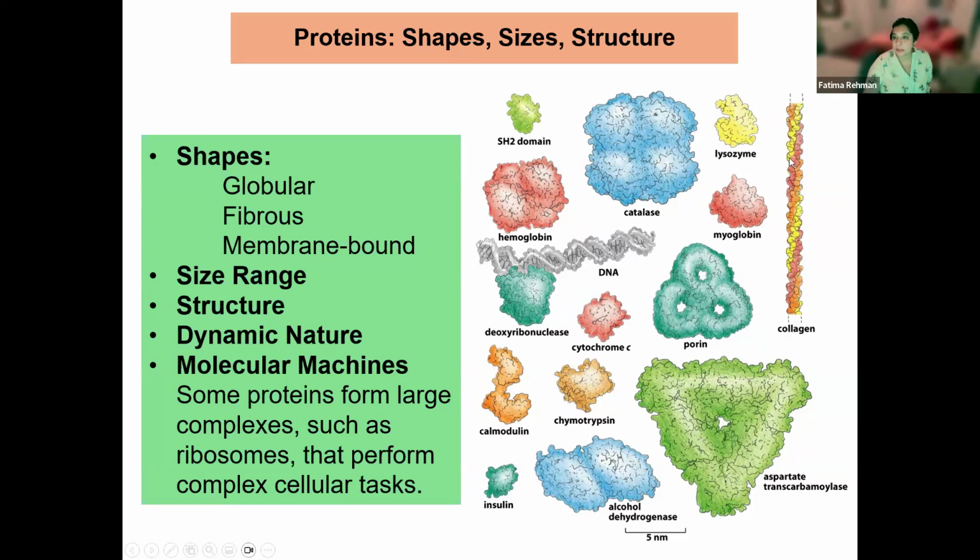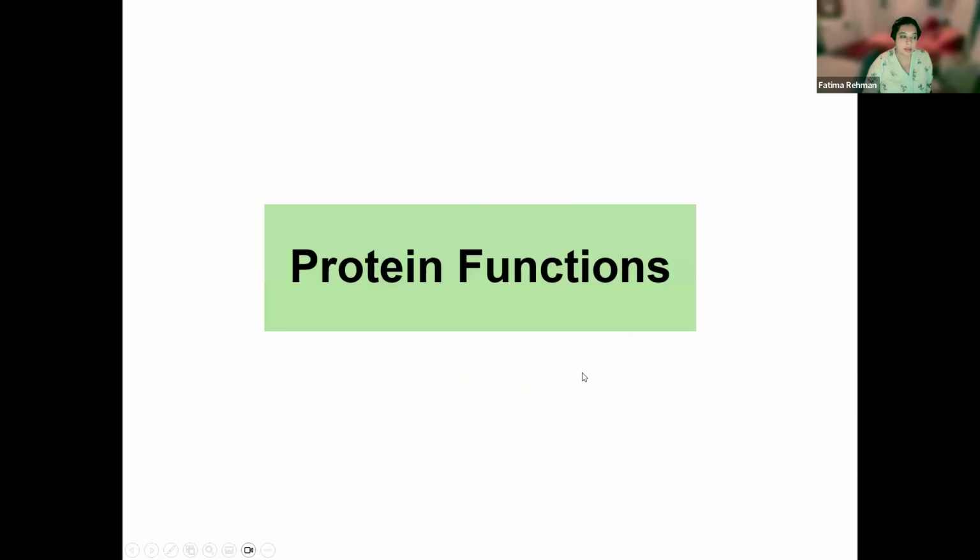Some proteins are going to be simple, just working by themselves. Others are going to be made in a complex, where multiple polypeptide chains come together to create the final working molecule. So that brings us to the second part of our lecture, which is to look at some protein functions. We're just looking at them at a superficial level for now, and then we'll go into details as we go throughout the semester.